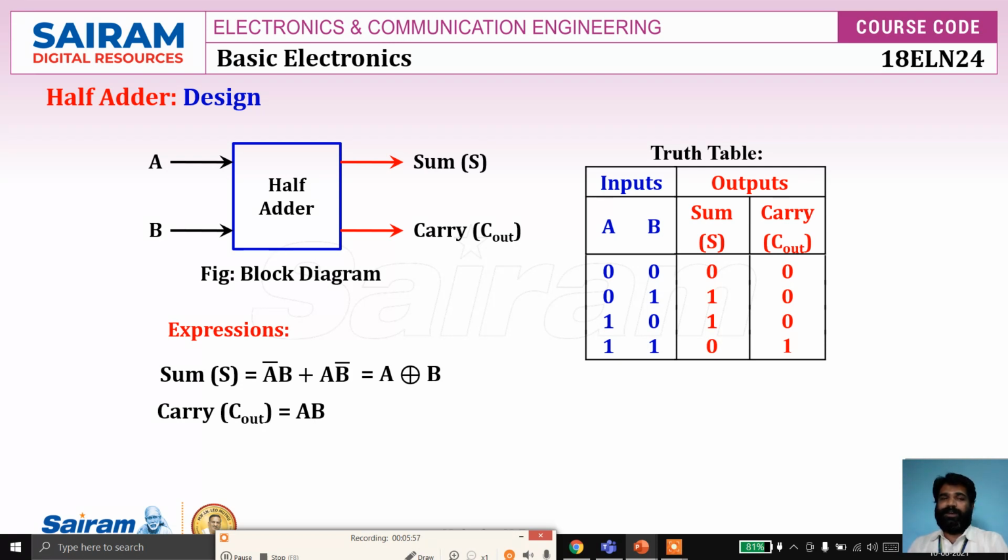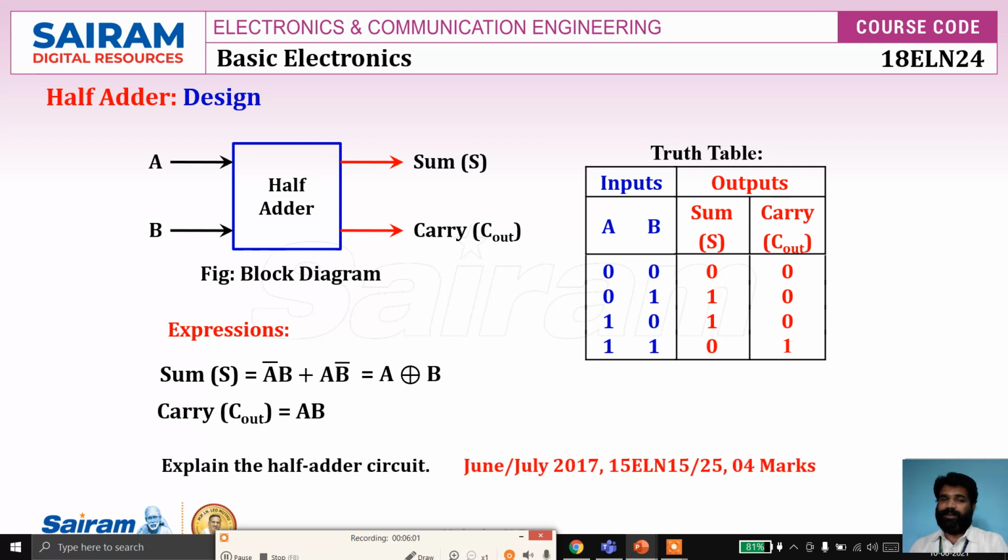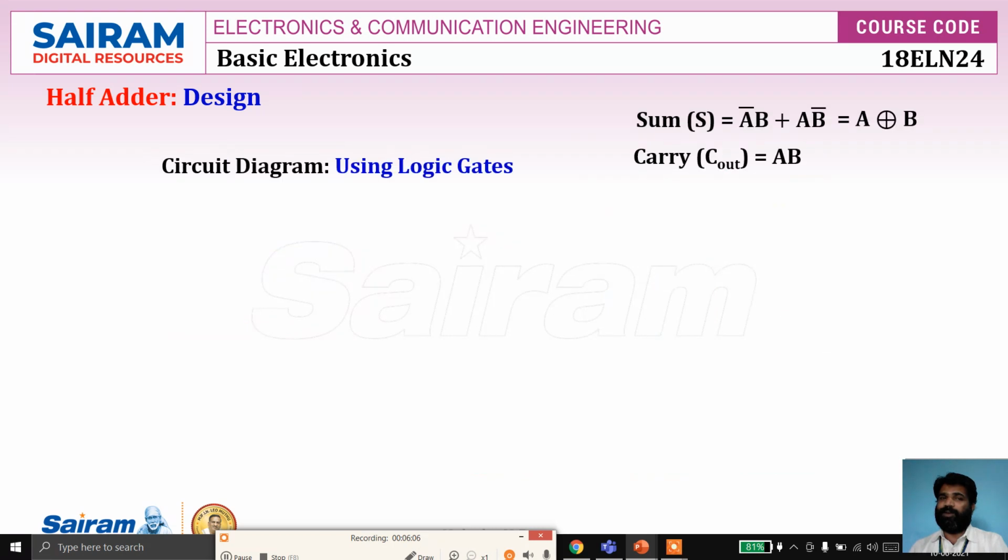This is the second step, and next is to write the circuit diagram. One time this question appeared: explain the half adder circuit. So we'll write a circuit diagram. For these expressions, they may specify using logic gates. Using logic gates means the exclusive OR gate is included.